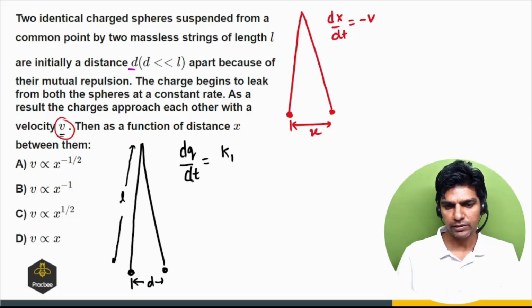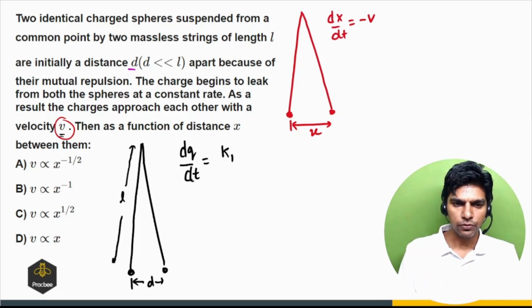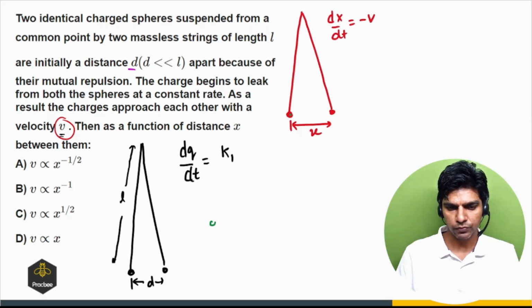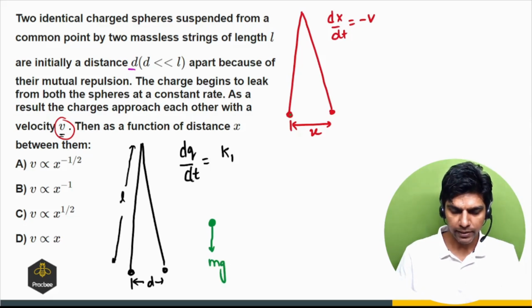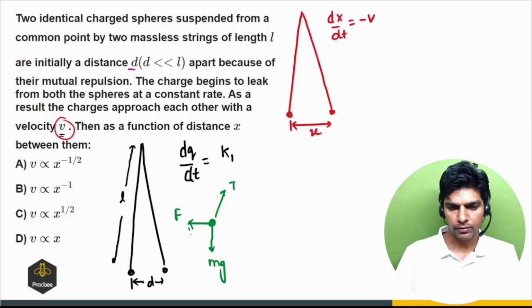V as a function of x. Let us do that. So if we draw a free body diagram of the left sphere, there will be a gravitational force mg in the downward direction, and there will be a Coulomb repulsion in the left direction. I'm calling it F, and there will be a tension. And we know that the tension will be opposite to the resultant of F and mg.